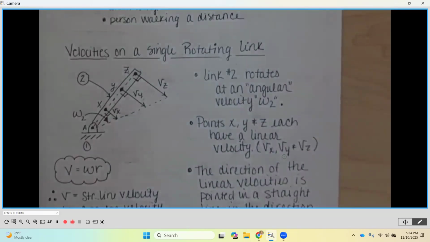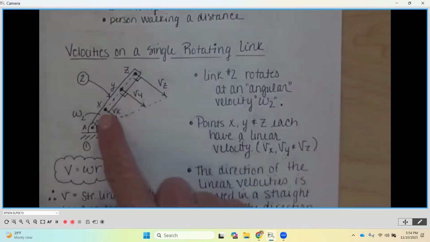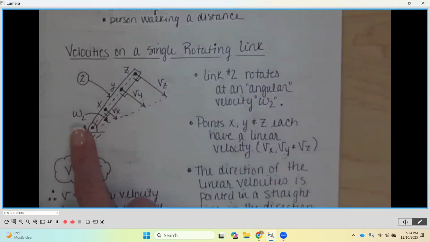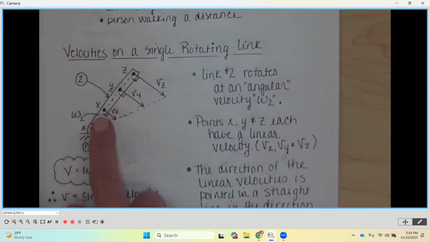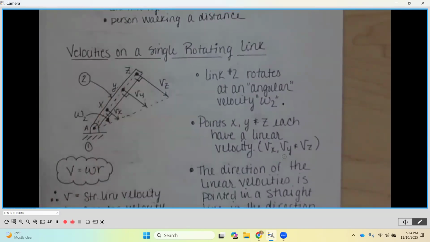So a given point on a link is not only going to share the same rotational speed as that entire link. So everything on that link has that same rotational speed, but a single point will also have straight line velocity. Okay, or we say it's the straight line velocity component of the motion for that point. You maybe heard it like that.